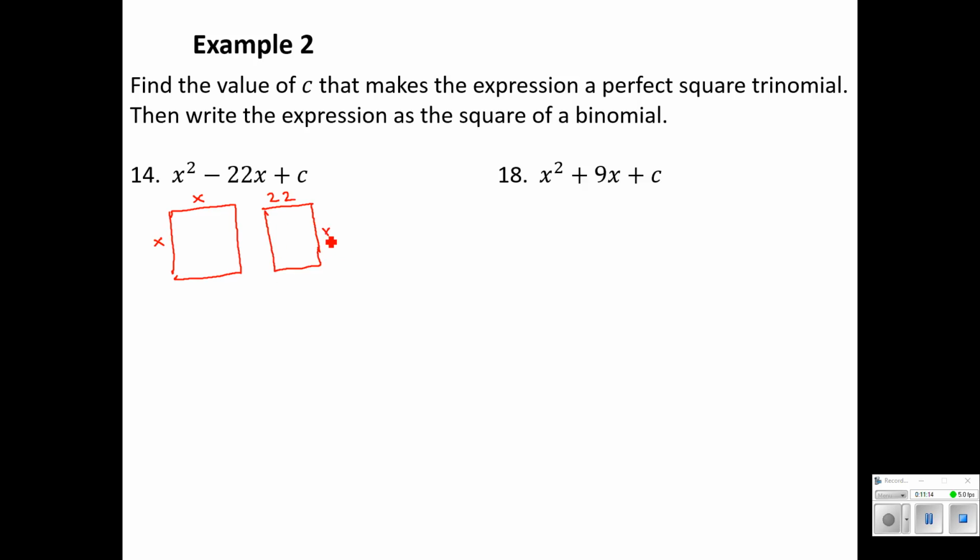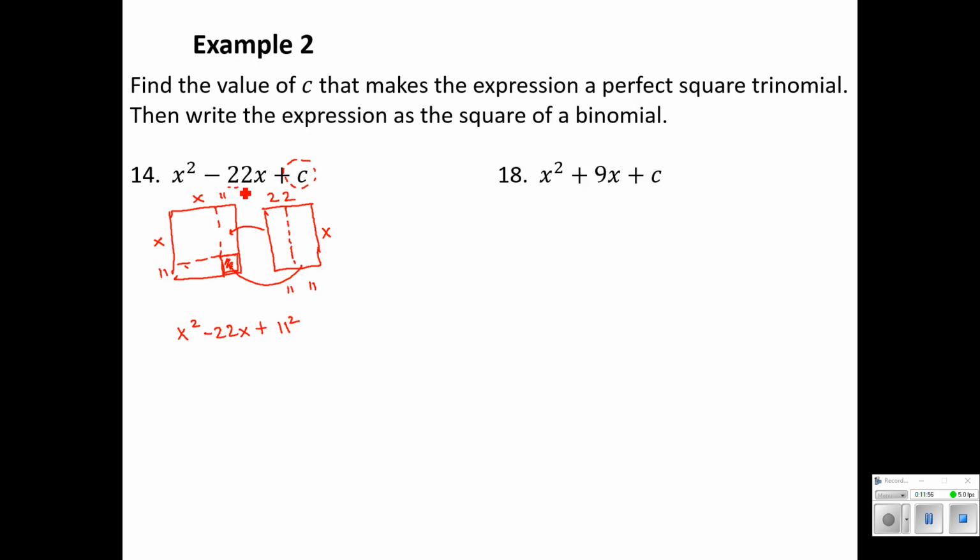I'm just going to ignore the fact that it's negative for now. 22x. Remember, we divided that in half and then combined that with the other square that was there. So we have to divide that 22 into two 11s, and then that will help us determine that c. So when we combine those rectangles together, what we get are 11s, and then this little square in the corner is going to be 11 squared.